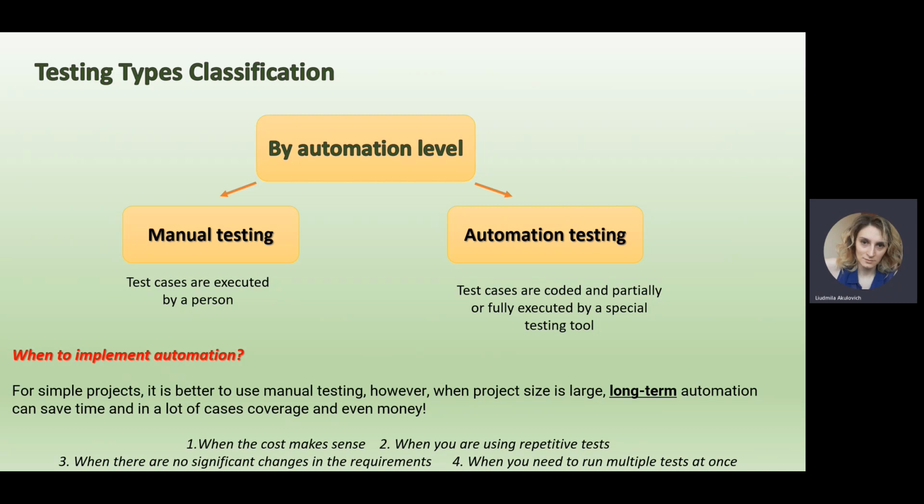So by automation level, there is manual testing, executed manually and created by people, and automation testing, when testers write code and execute these test scripts by a special testing tool.